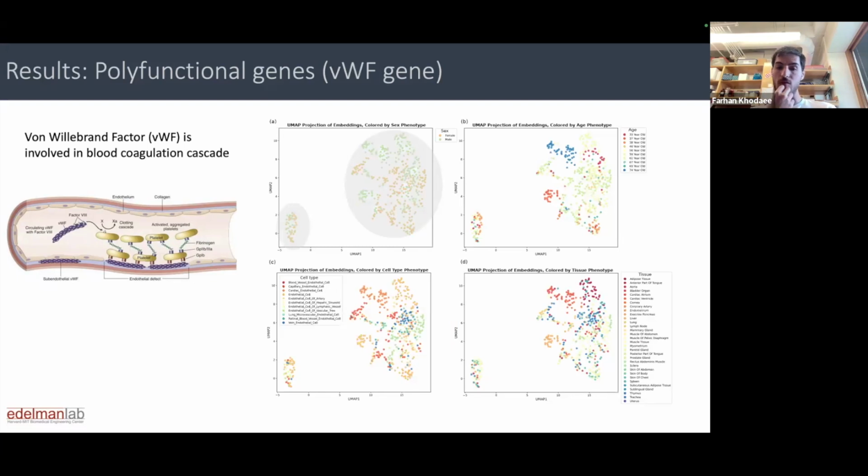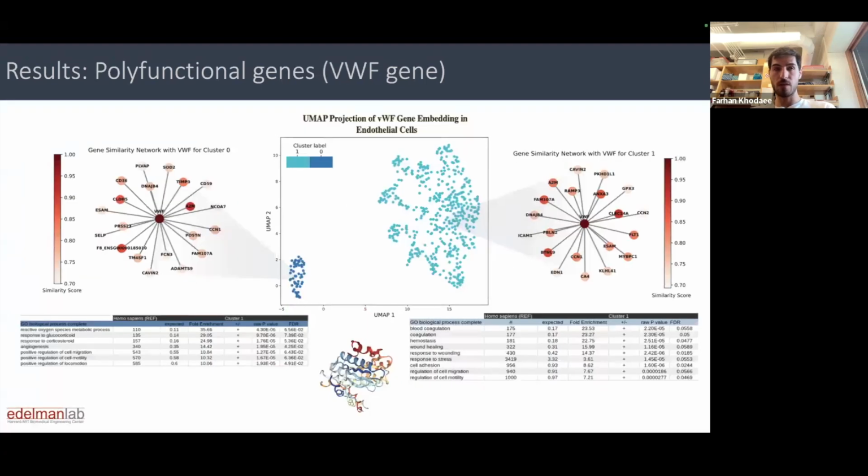We created a lot of endothelial cells in the model and got the embeddings for VWF on the output. When you look at it for different sex, ages, tissues or cell types, it doesn't really correlate with any of those things. But interestingly, when you look at the interactions of VWF with other genes in these two clusters, called cluster 0 and cluster 1, you can see that it creates a different network in each.